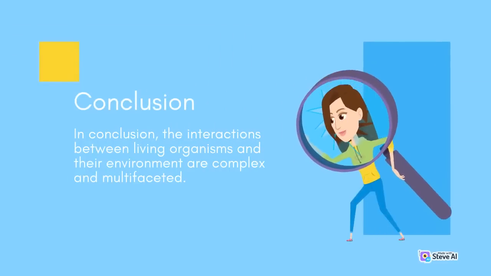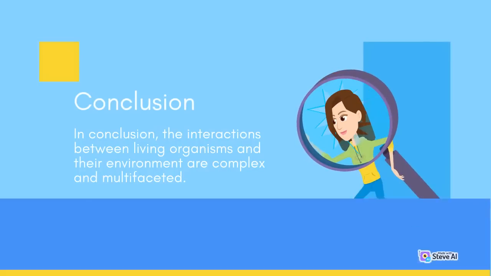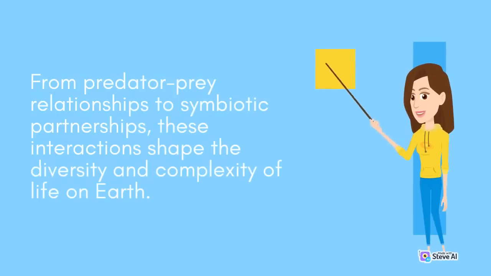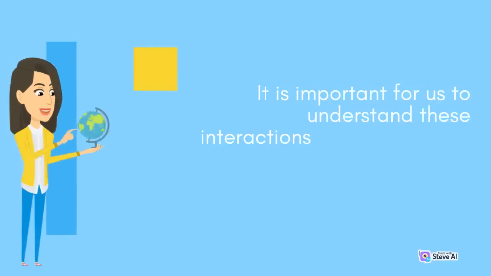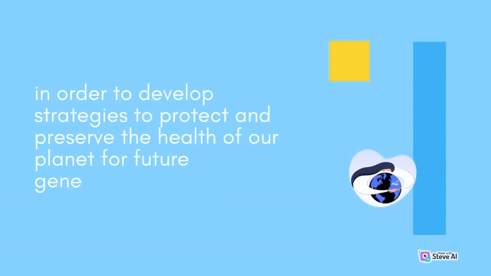Conclusion. In conclusion, the interactions between living organisms and their environment are complex and multifaceted. From predator-prey relationships to symbiotic partnerships, these interactions shape the diversity and complexity of life on Earth. It is important for us to understand these interactions and the impacts of human activities on the environment in order to develop strategies to protect and preserve the health of our planet for future generations.